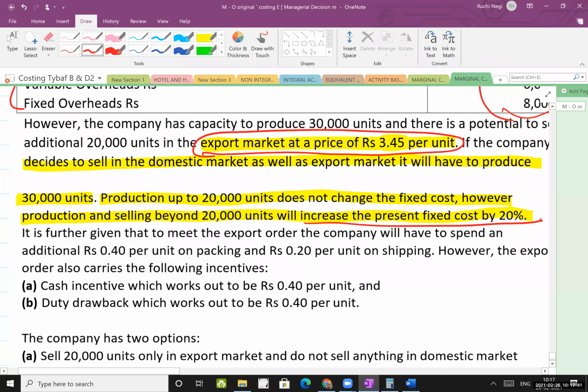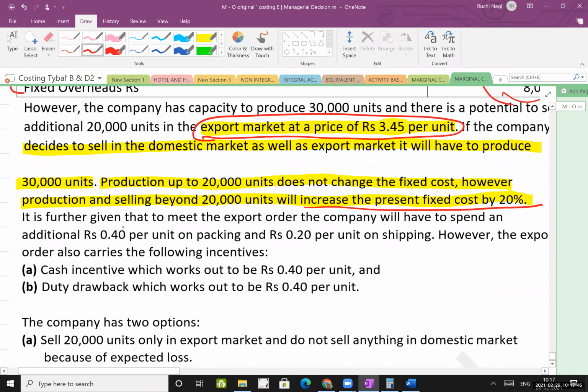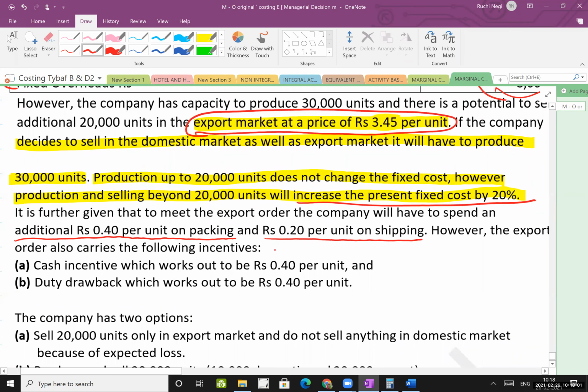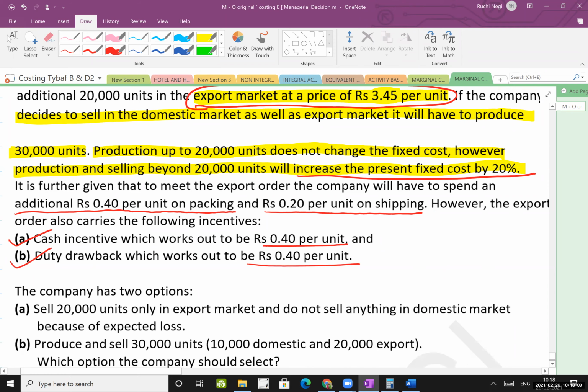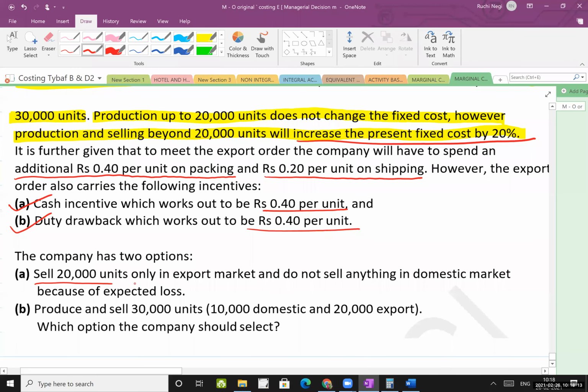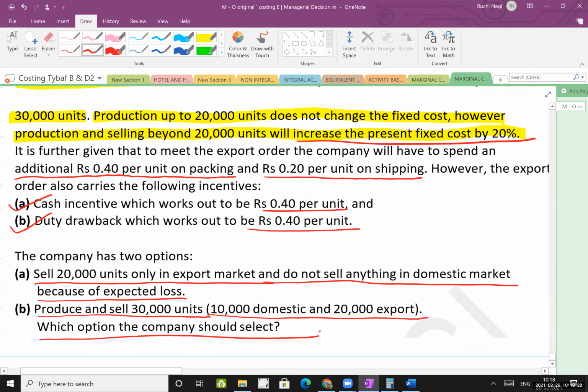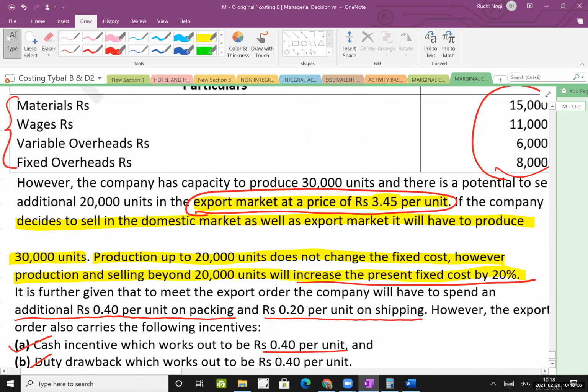And also something additional to this is that it is further given that to meet the export order, the company will have to spend an additional 0.40 per unit on packing and 20 paisa per unit on shipping. However, the export orders also carry the following incentives. There is a cash incentive and a duty drawback incentive of 40 paisa per unit. The company has the option to sell 20,000 units only in export market and not to sell anything in the domestic market because of the expected loss, or produce and sell 30,000 units, 10,000 domestic and 20,000 export. Which option should the company select? So this is the additional part of the question, the niche ka part, rest the whole sum is same.